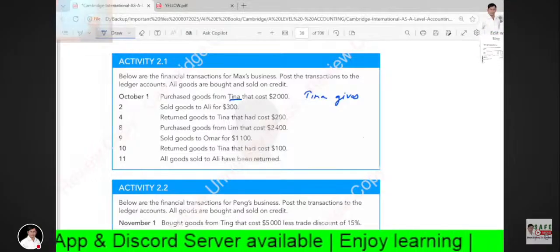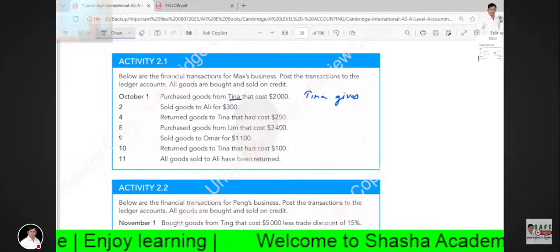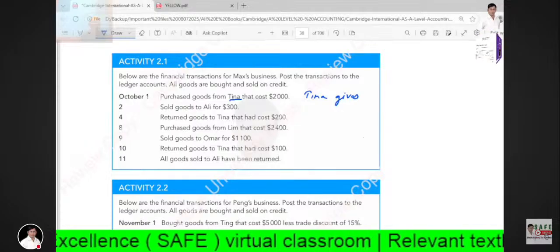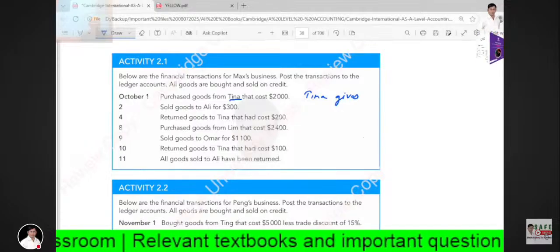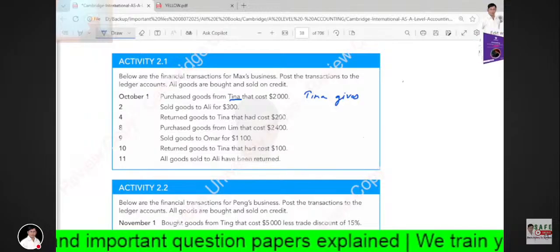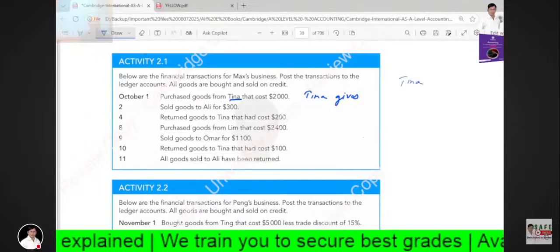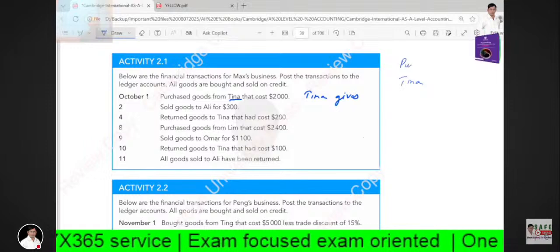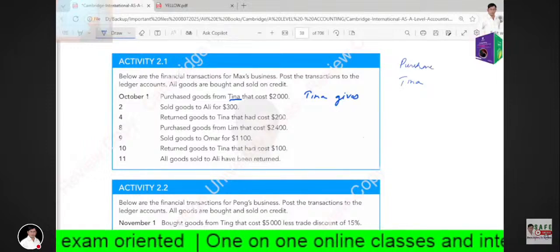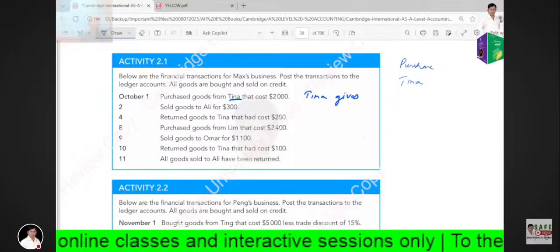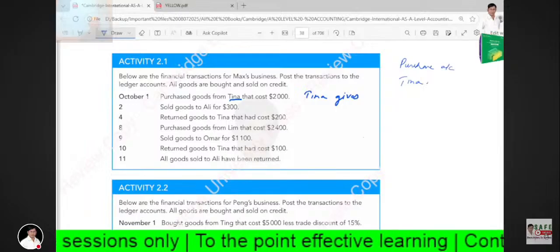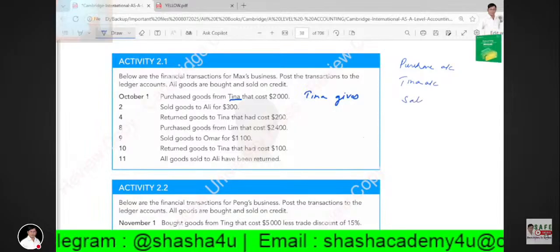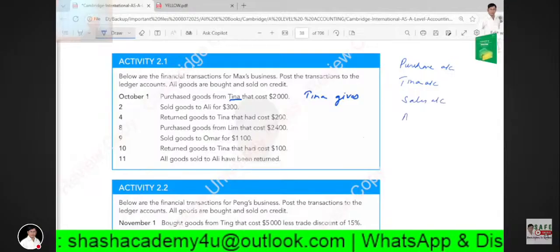What you can do is try working out this question on your own, then compare with the answer here. First, let us make a list of accounts that are necessary. We need to prepare Tina's account and the purchase account, because goods are purchased from Tina, right? So purchase account, Tina account. Then sold goods to Ali. So sales account, Ali account.